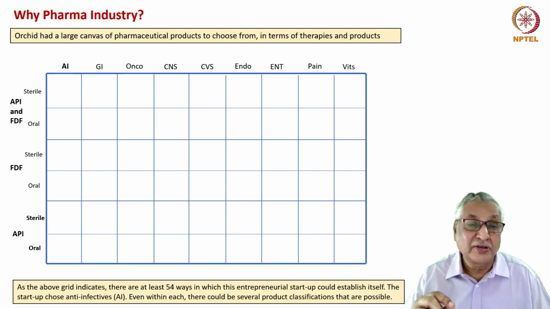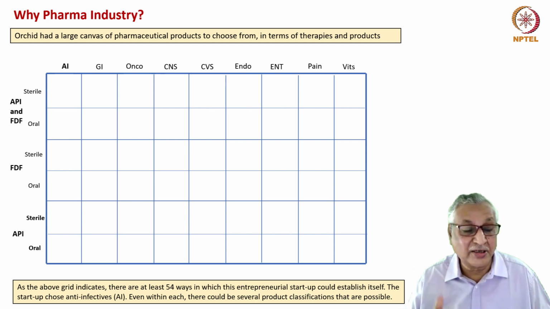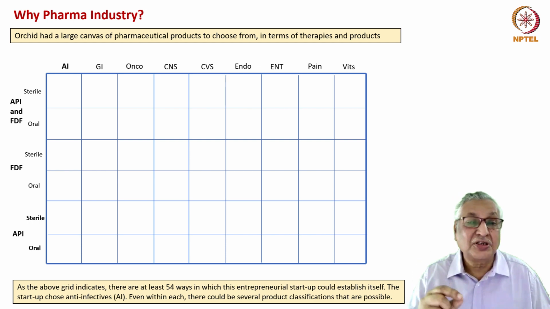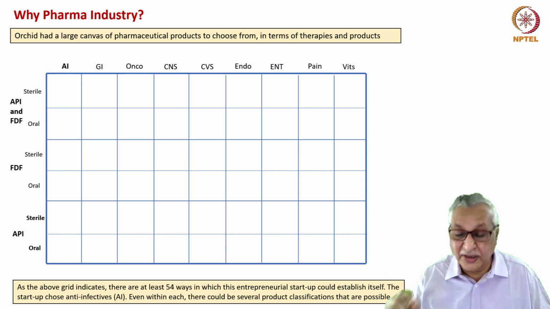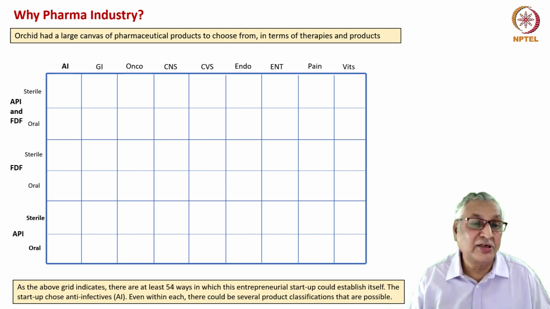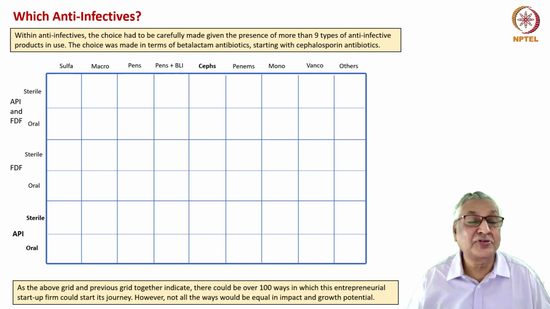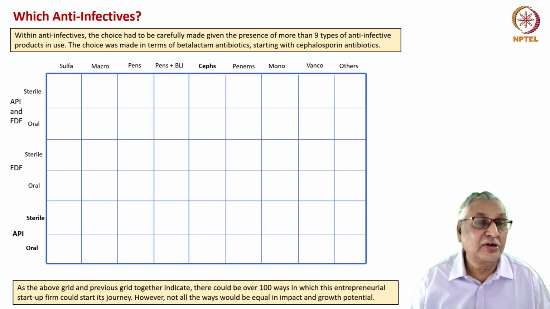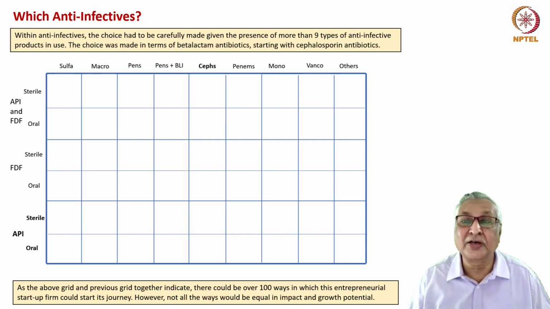As I keep saying, a product portfolio is also like a bill of material. It cascades into subcategories and the subcategories cascade into further categories. So within the pharma industry, we have seen the general product grid and the choice that has been made in terms of anti-infectives. Now let's go one step further. Which anti-infectives is the next question. Within anti-infectives, the choice had to be carefully made given the presence of more than 9 types of anti-infective products in use. The choice was made in terms of beta-lactam antibiotics, starting with cephalosporin antibiotics.